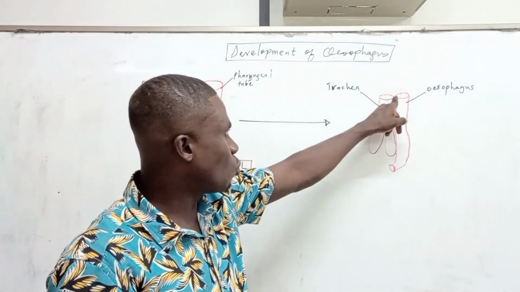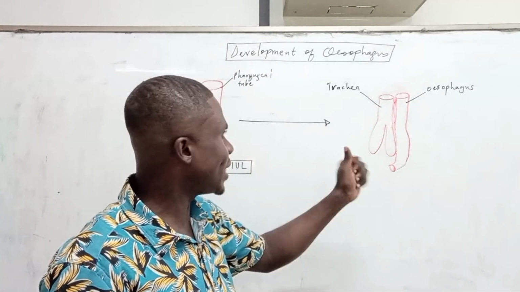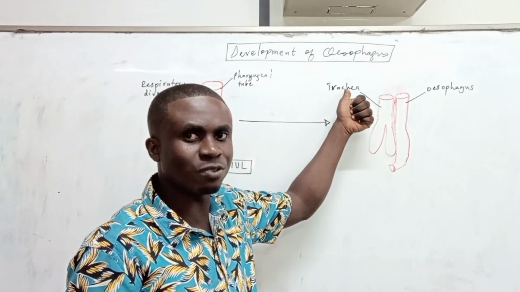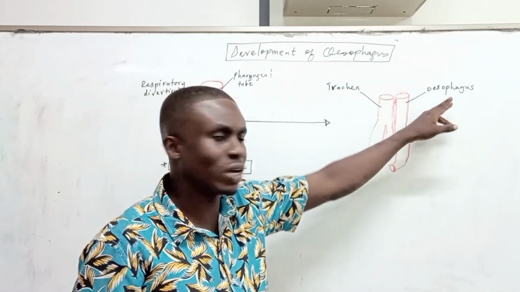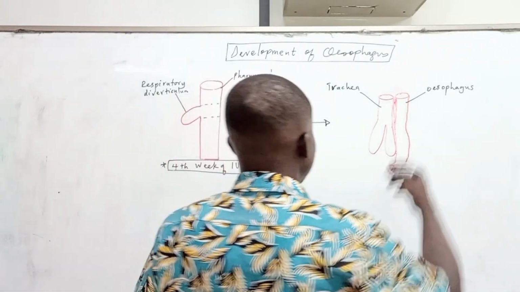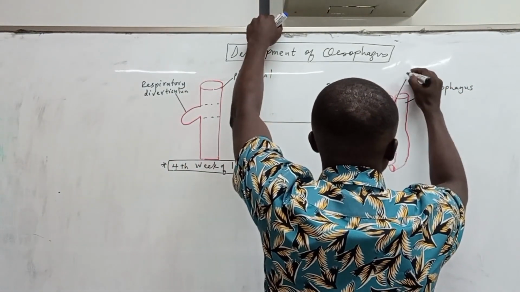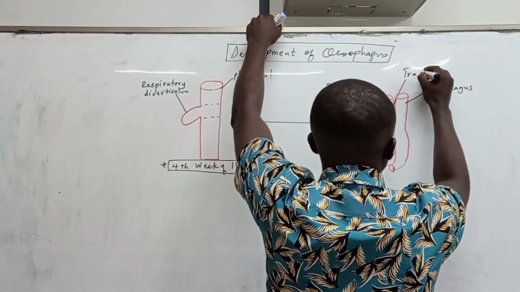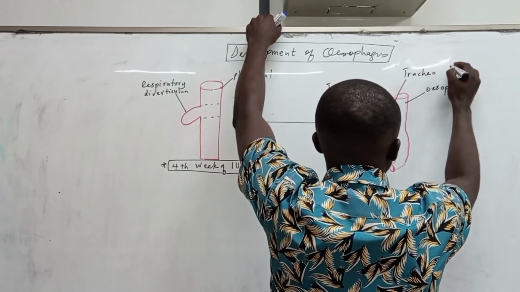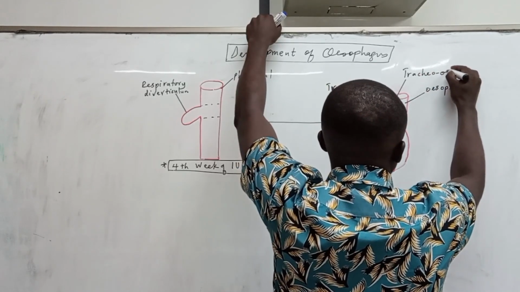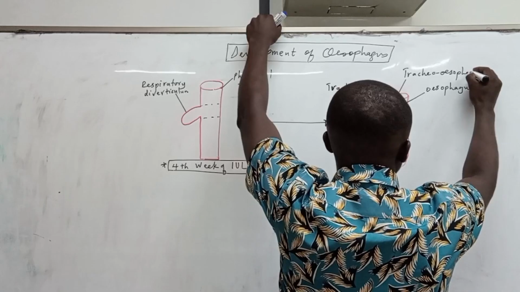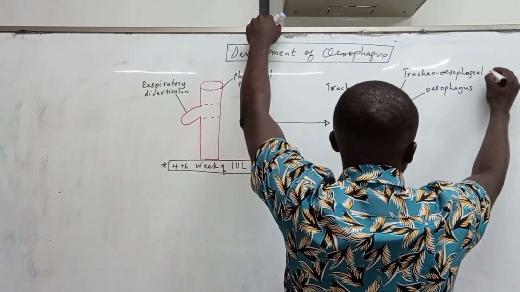So there's going to be a septation over here between the ventral aspect, where we have the trachea, and the oesophagus. Some people will call it the tracheum. So it will be called the tracheoesophageal septum.